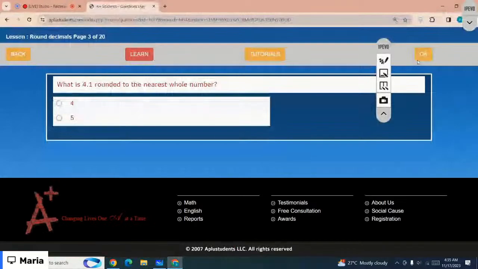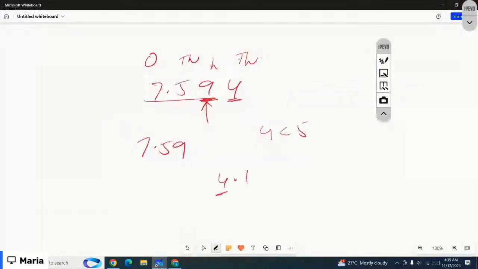Okay, what is 4.1 rounded to the nearest whole number? Whole number is, this is the whole number. So just look at the very first digit after the whole number, that is 1. And 1 is less than 5. That means you have to round off on the same whole number. So it would be rounded off to 4. So the correct option is 4.